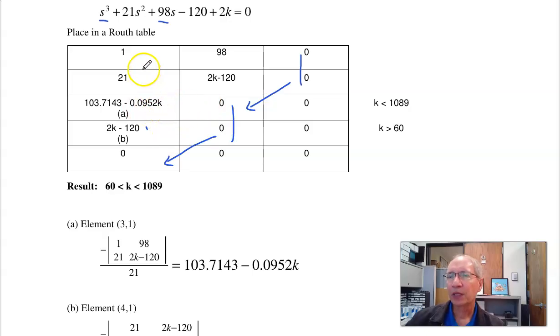To be stable, there can be no sign flips on the first column. So positive, positive. This has to be positive, meaning k is less than 1089. This has to be positive, meaning k is bigger than 60. The net result is they all have to be satisfied. To be stable, k has to be between 60 and 1089.